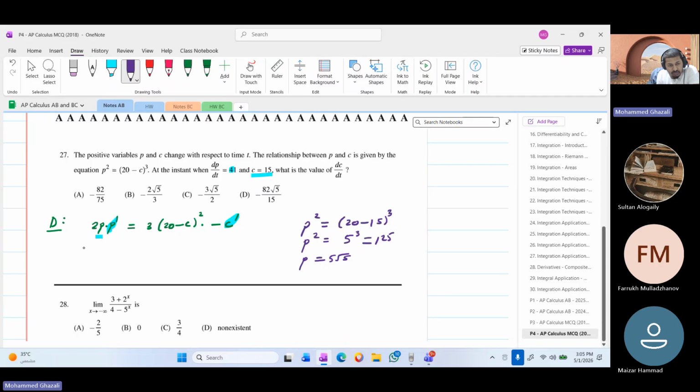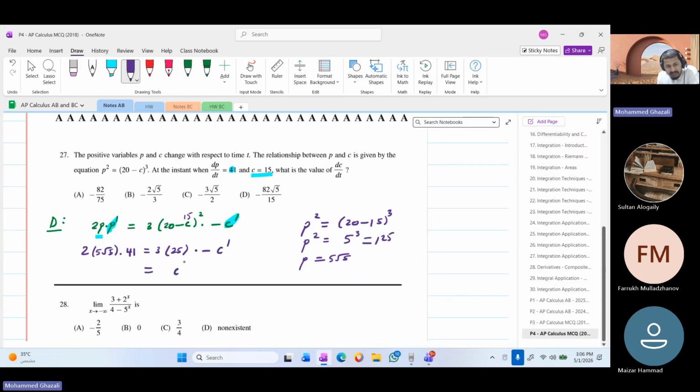So 2 times 5 root 5. What's p prime? So I thought p prime was 41. Oh, yes, 41. Sorry, that's correct. That's 41. Then 3 times 20 minus c, which is 20 minus 15. C is 15. So that's 5 squared, which is 25, times negative c prime.